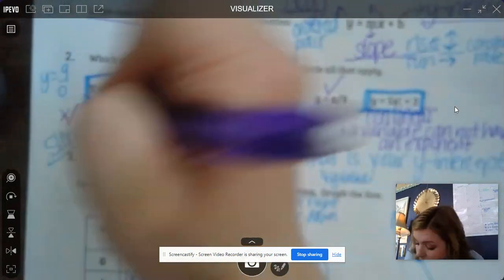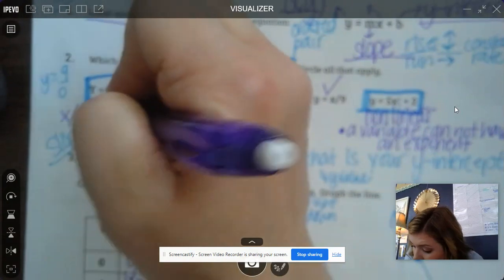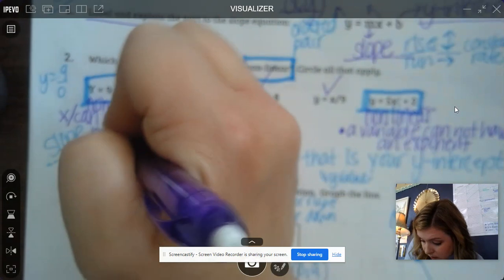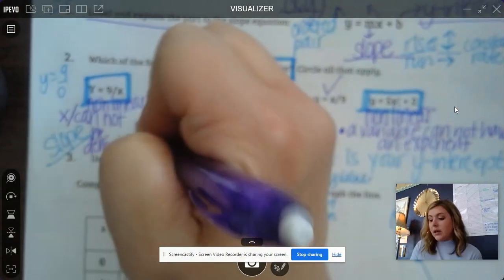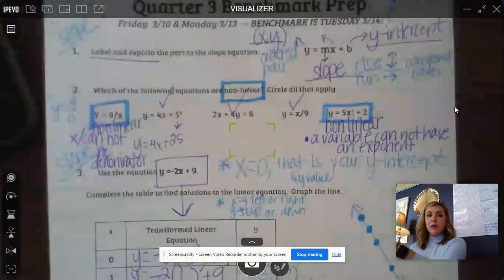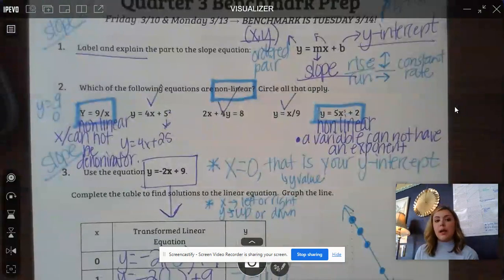x cannot be a denominator, because it could potentially be 0. Okay, I'll get that focused and make sure you have all the parts. So our two answers there for nonlinear were the first one and the last one, and I wrote the rule underneath both of them.